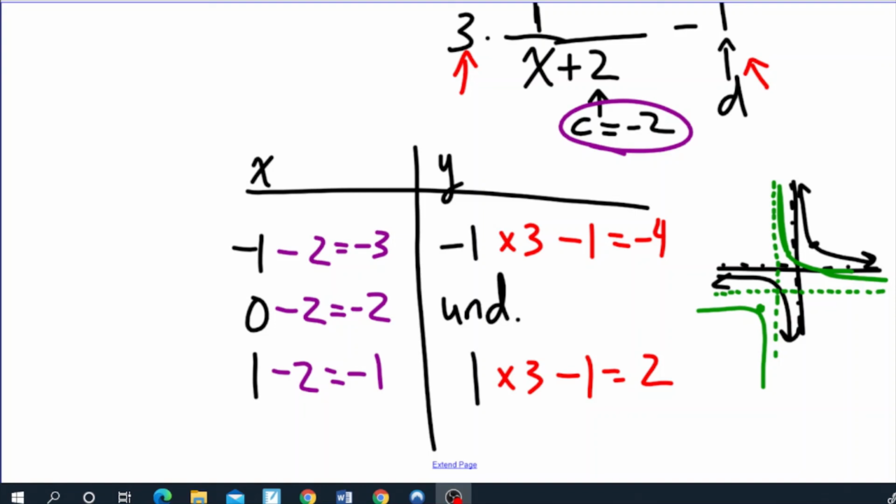That's pretty much it. So try to remember that the x transformations are always kind of the opposite of what you expect. That's the hardest thing to remember, as well as memorizing your parent functions, and you should be good to go.